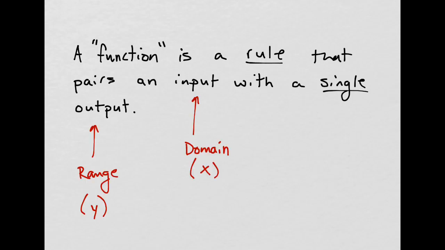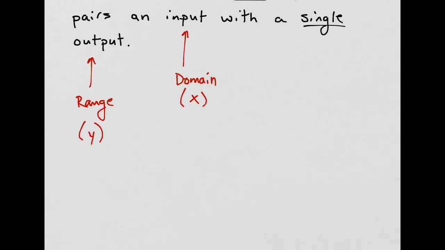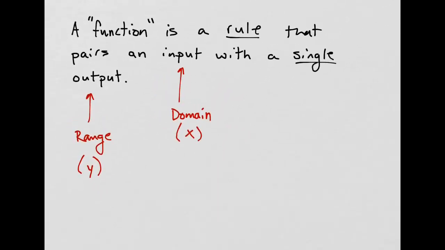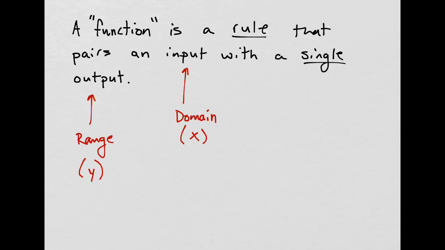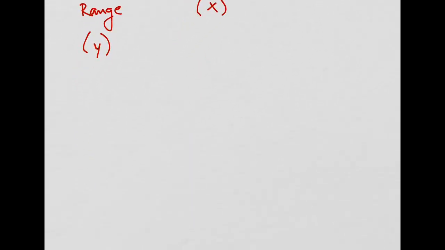Somebody named them. Usually the domain is just the x values, and the range is just the y values. So it's domain and range. Let's look at an example of a function. There are a bunch of different ways that you can represent a function. One of them could be just two columns.